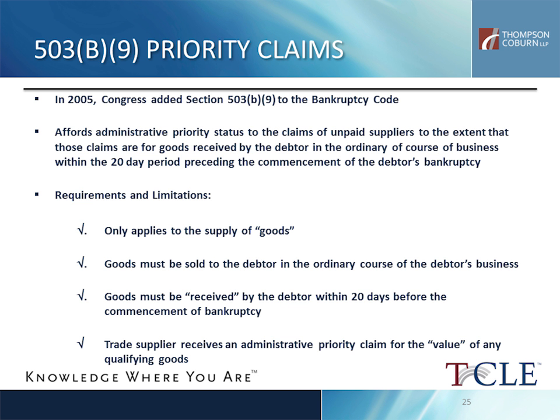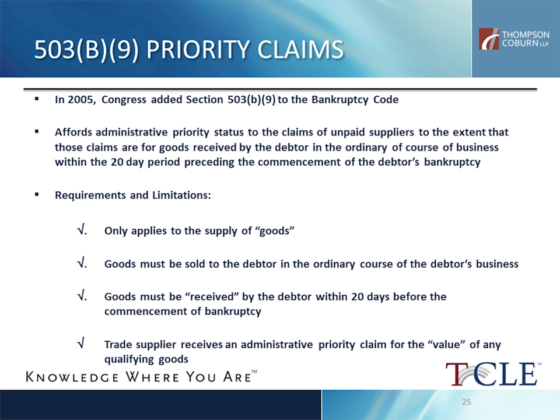So administrative priority is good. They get paid first, so this is very advantageous to suppliers of goods. They are going to be entitled to an administrative priority claim, which is paid before most other claims in the case. Obviously, there are going to be secured creditors out there, but in a business case, administrative priority claims are going to be a top level claim, and they certainly get paid before general unsecured claims.